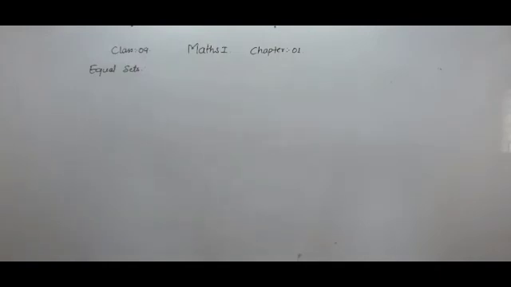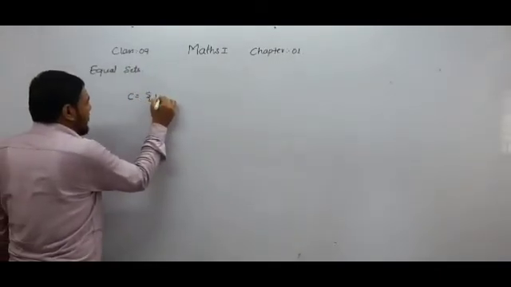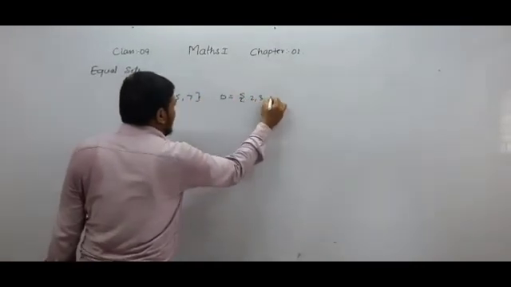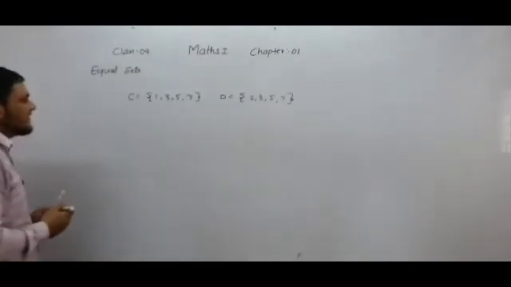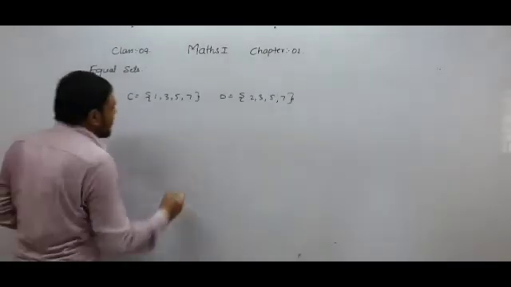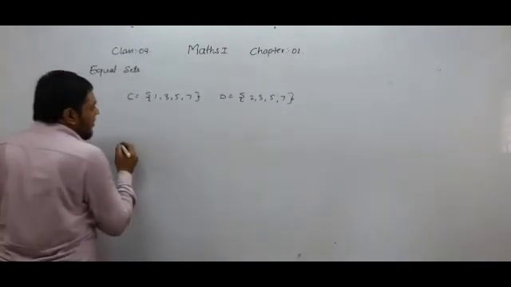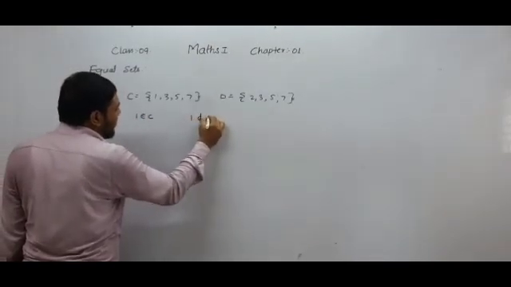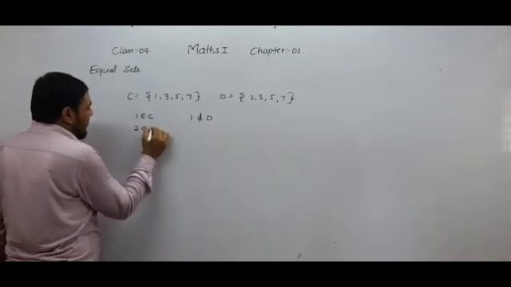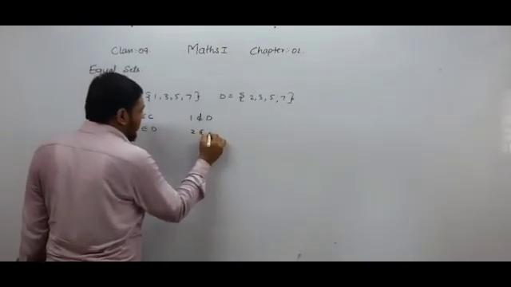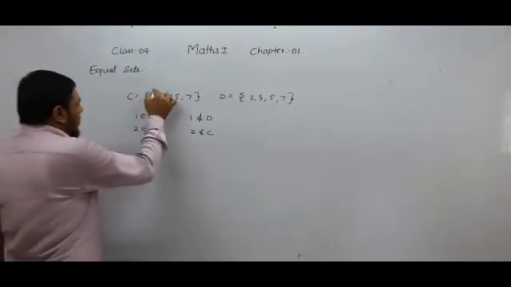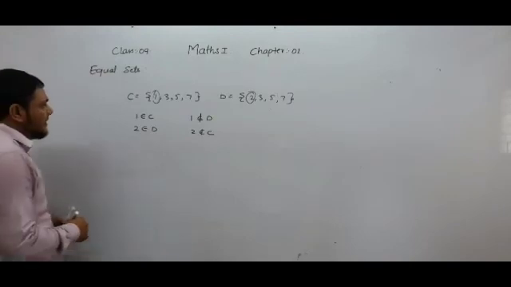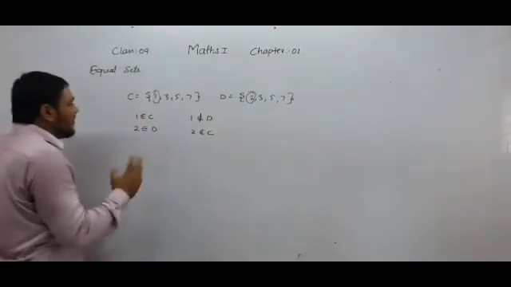Student, consider the two sets. Set C is equal to {1, 3, 5, 7} and set D is equal to {2, 3, 5, 7}. Student, are these sets equal sets? Is set C equal to set D? No. Why? Because 1 is the element of C and 1 is not the element of D, and 2 is the element of D and 2 is not the element of C. So student, in this way 1 and 2 are the different elements given in set C and set D. That is why set C and set D are not equal sets.